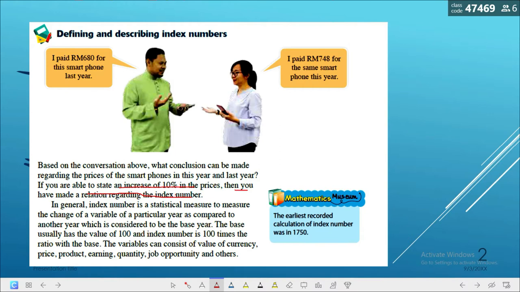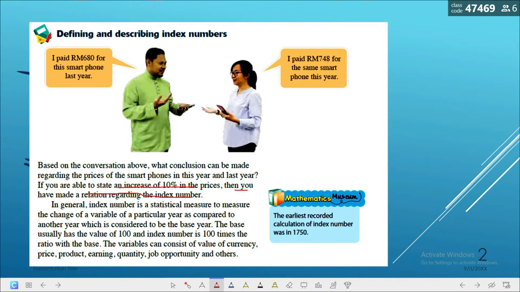He bought the smartphone last year, and the girl bought the same smartphone this year. So you can see the price is increasing. If you can compare and give the percentage of increase, it becomes almost 10%. So you can already relate to the index number.